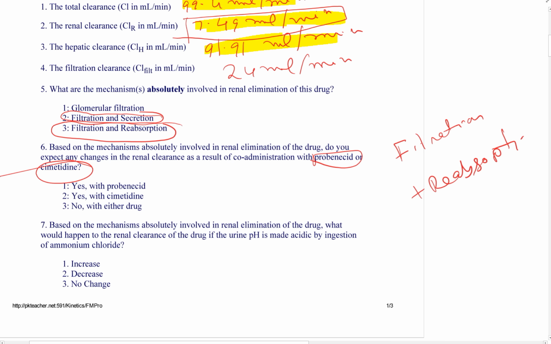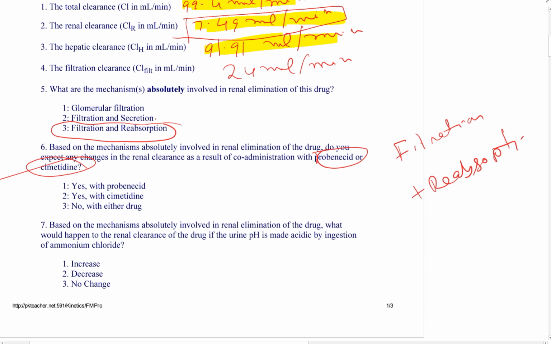So tubular secretion is not involved in this case, because based on this there is no tubular secretion; we only saw tubular reabsorption. Probenecid and cimetidine only modulate secretion. So these drugs, probenecid and cimetidine, can influence tubular secretion, not reabsorption.